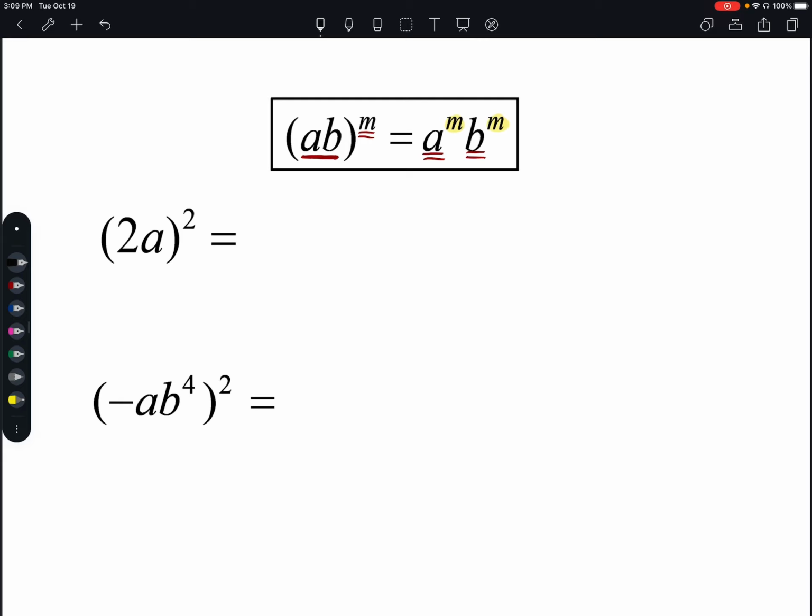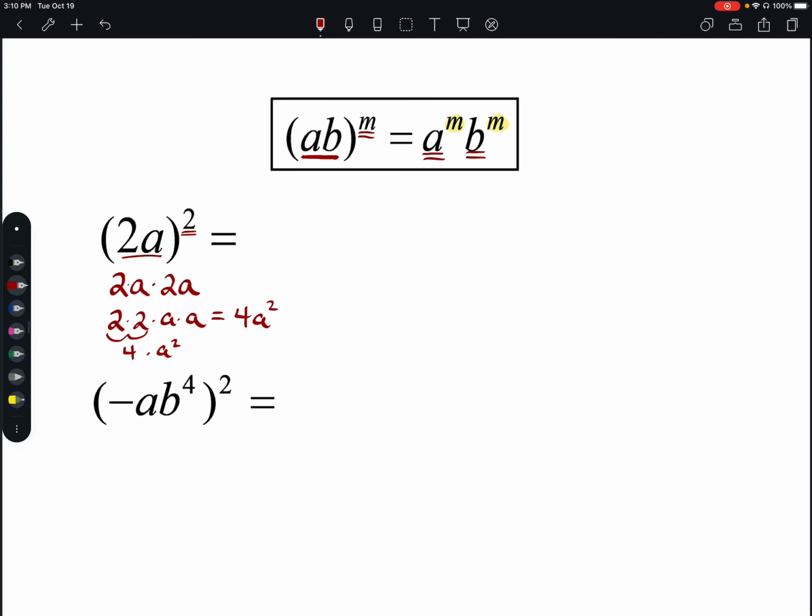So the first one, we have 2a, and it's raised to the second power. Remember, this really just means we're going to do a 2 times an a, and multiply it times another 2 times a. If you wanted to do it the long way, you could expand it out, and we could reorder everything using the commutative property, which would simplify to 4 times a squared, or 4a squared.